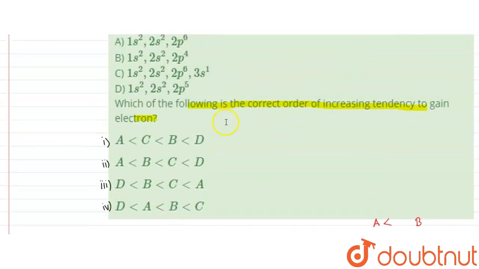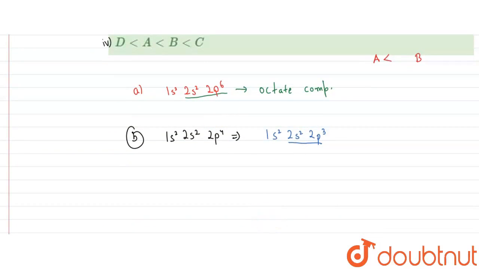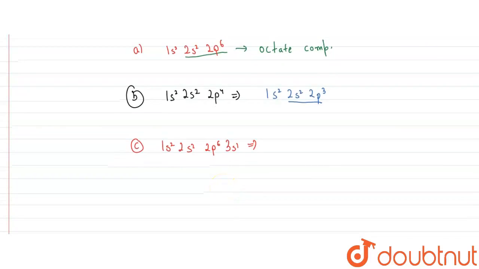Now for the C one, it is 1s2 2s2 2p6 3s1. So over here we can see that if it gains one electron, the outermost electron configuration I'm only writing, it will be basically 3s2. So on gaining an electron we can see that the s orbital is completely filled, but there is no as such stability attained due to the completion of octet.